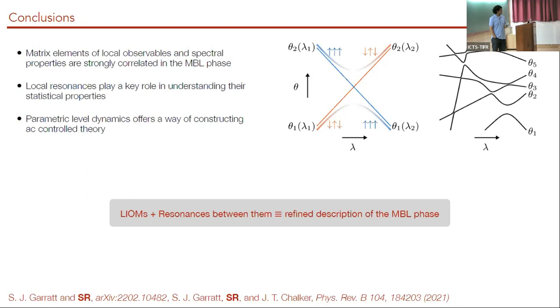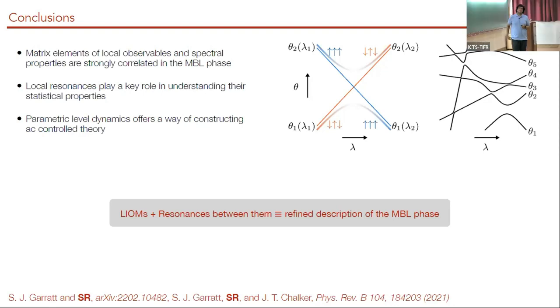Thank you. We can have some questions. Would it be possible to include these resonances by enlarging the local integrals of motion, by thinking of them as some matrix degrees of freedom locally capturing the degeneracy of eigenvalues? Is there some way to think of it like that?